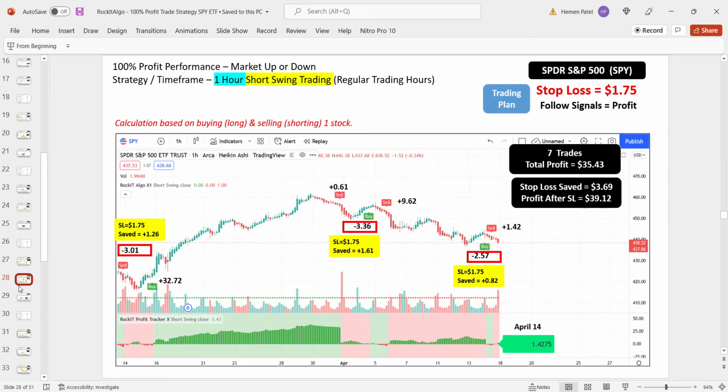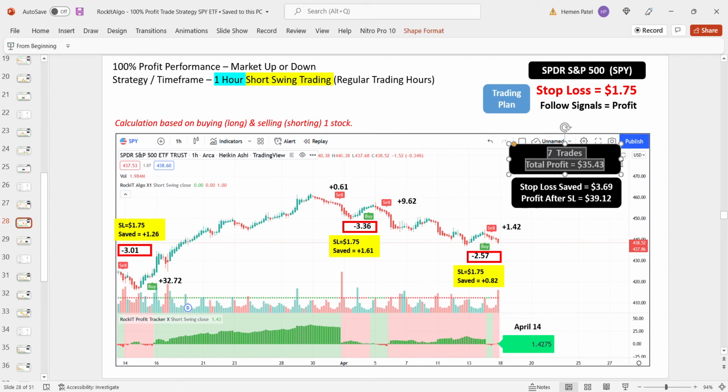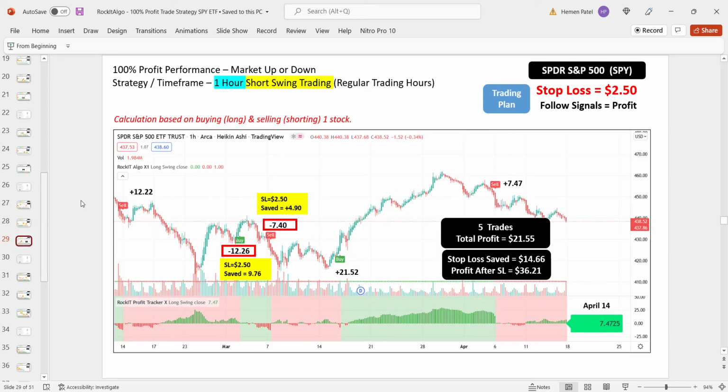So you see there's a pattern. What is the pattern here? Even following signal to signal without the stop loss, you're gaining profit. Only thing is when you do kick in the stop loss strategy, you increase your profit. And so here, 1 hour short swing. Again, 5 trades, total profit 21, same story.